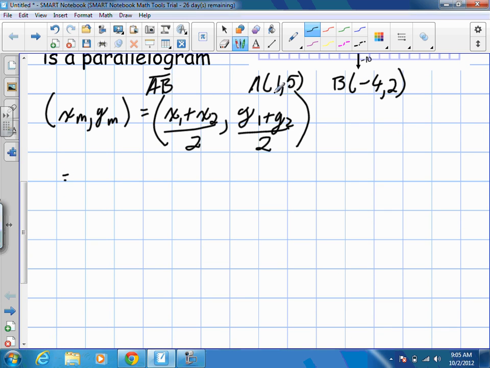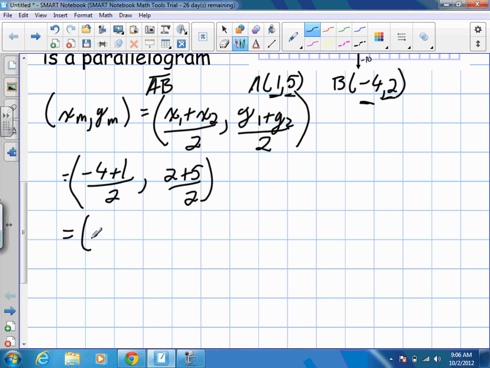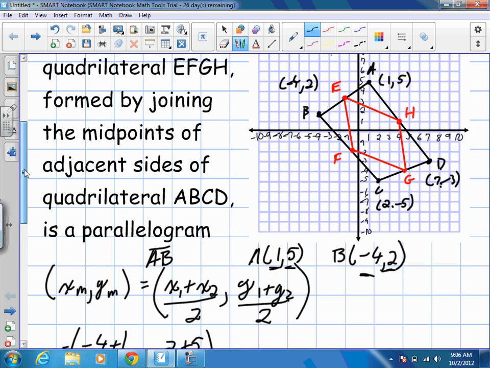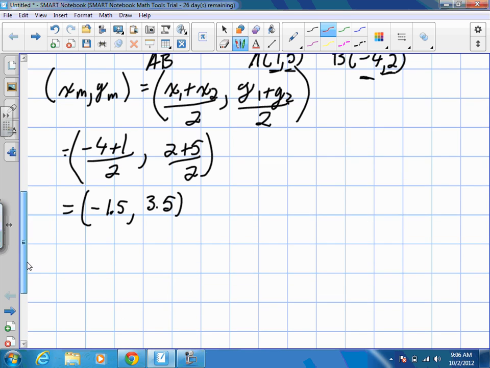So the two x values are 1 and negative 4, so I'm going to add them: negative 4 plus 1, technically it doesn't matter the order, divided by 2. And we'll add the two y values, 5 and 2, so 2 plus 5 divided by 2. Negative 4 plus 1 gives us what? Negative 3. What's negative 3 divided by 2? Negative 1.5. Good. And 2 plus 5 divided by 2? 3.5. That is the midpoint of AB, so that is our coordinate E.